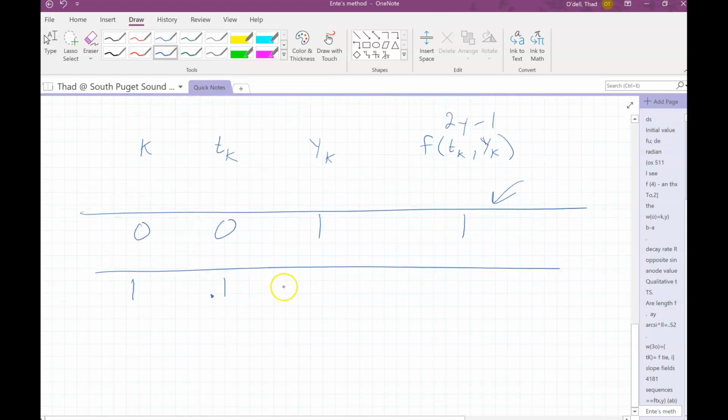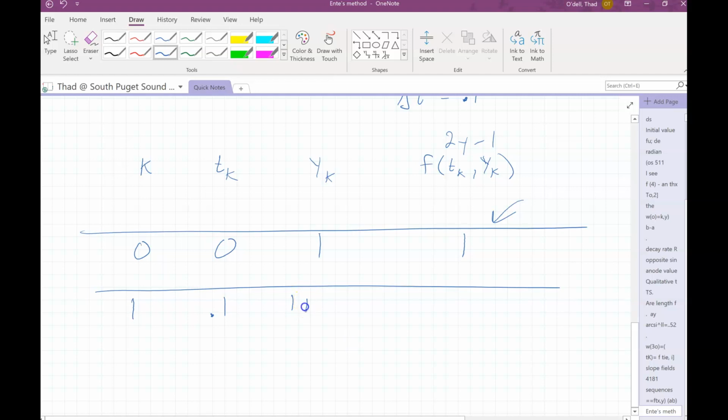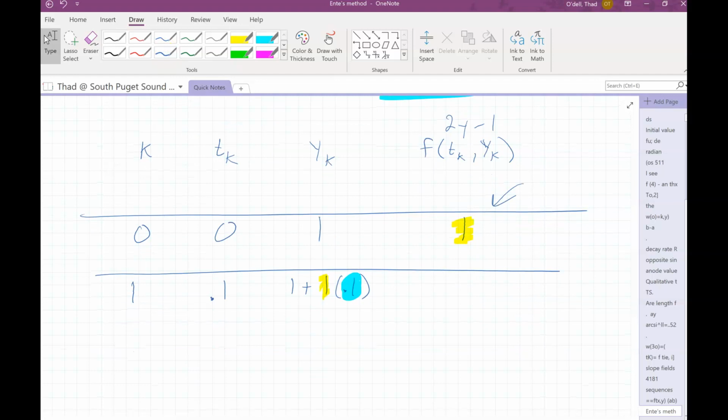Now how do I get this y? Well, my y is going to be my initial y plus the slope, which is that guy right there, times the change in t, which is 0.1. So just to make that clear, that guy is right there. And this guy is coming from that thing we decided at the very beginning, that the change in t would be 0.1. Okay? And of course, 1 plus 1 times 0.1 would just be 1.1.